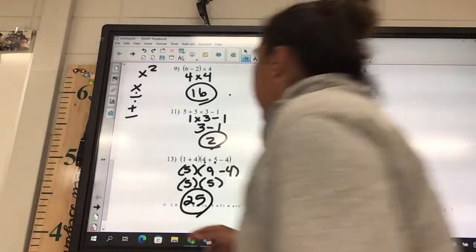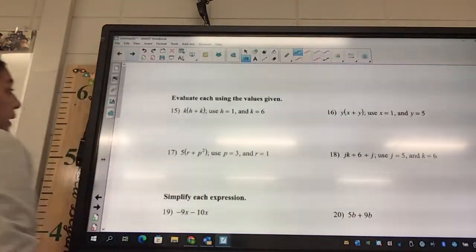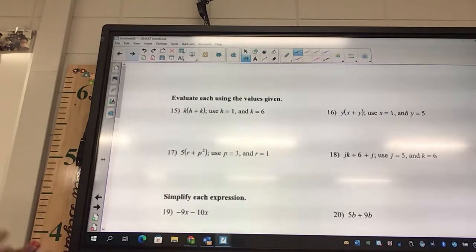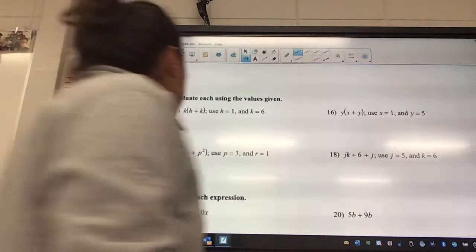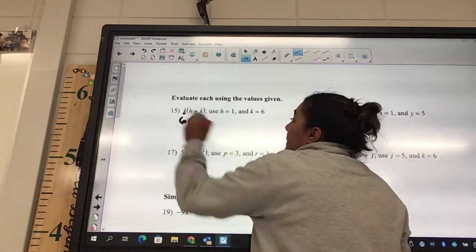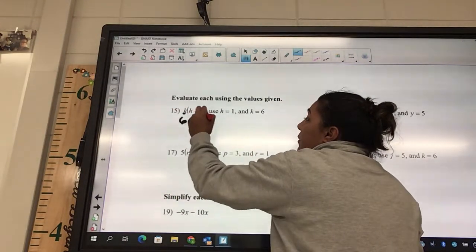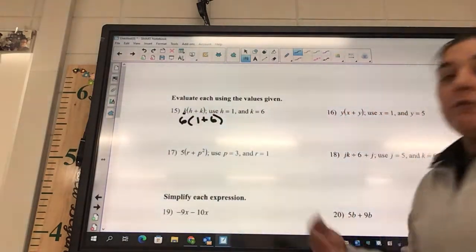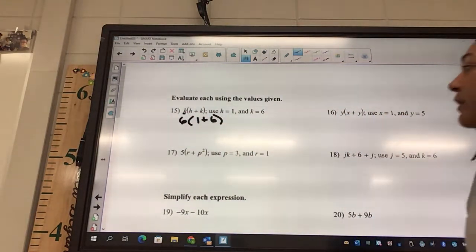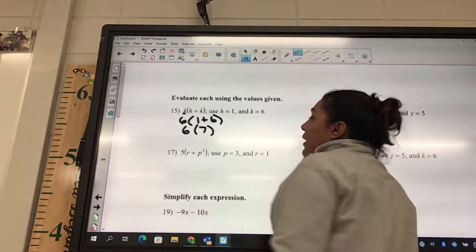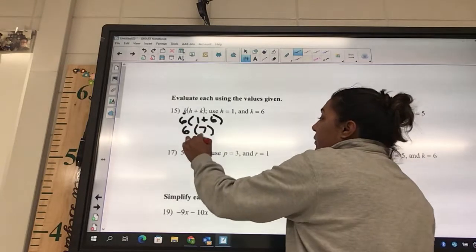Okay, flip it over. On the back page, evaluate each using the given variables. Okay, this is still the same, except for you need to plug your stuff in first. So we got a K, and we know that our K equals 6. H is 1 plus K, which is 6. Okay, and now you can just go through and do your order of operations. So 6 plus 1 is going to give you 7. And 6 times 7 is going to give you 42.